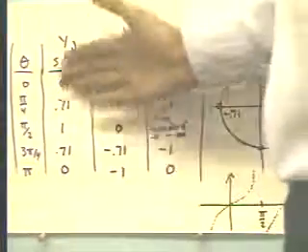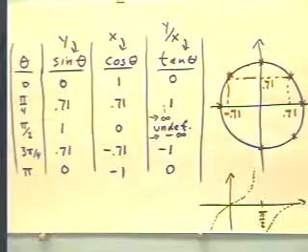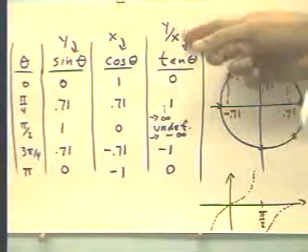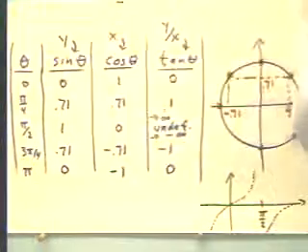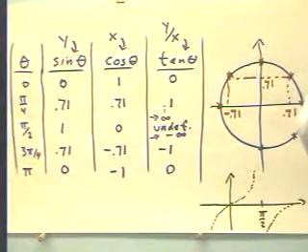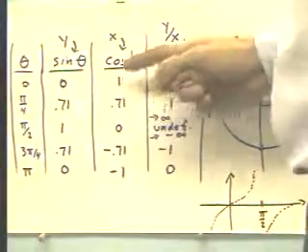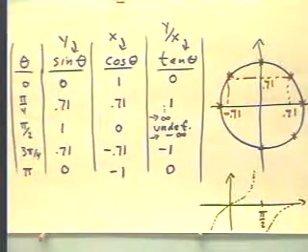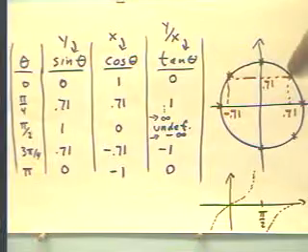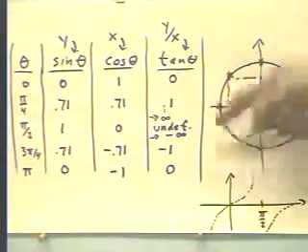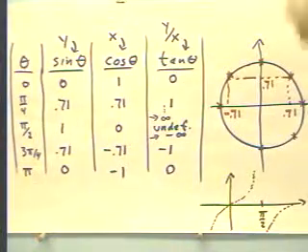And I'm not going to spend a lot of time on those because what we really want to talk about is what happens to the tangent. Now the tangent is going to be y over x. At an angle of 0, we're here and y is 0 and x is 1. 0 divided by 1 is 0. So the tangent is 0.